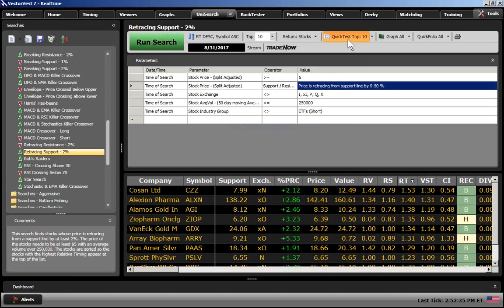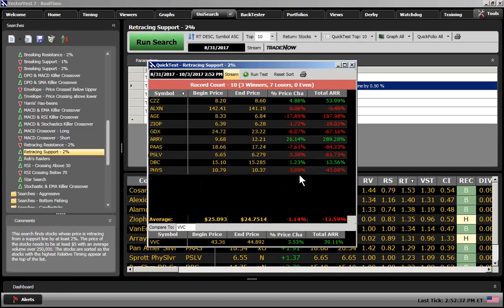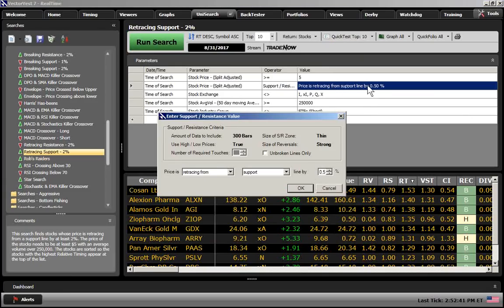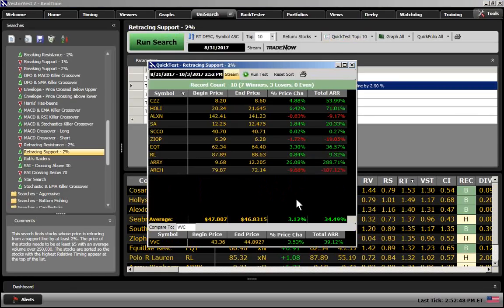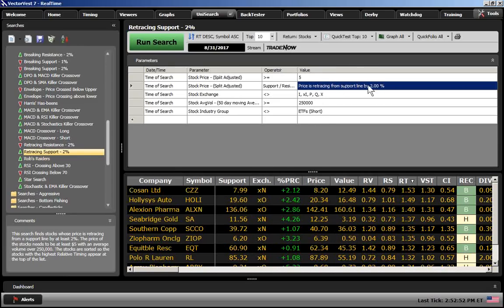Let's do a quick test of the top 10. Even it didn't work out as well. I did find a big winner, but looking at that retracing support by that 2% gives you more confirmation. Run the search again, and you can feel a little bit more comfortable that you can manipulate those things within the search.